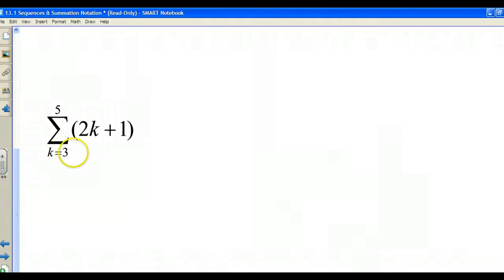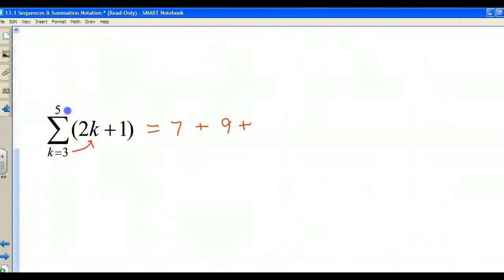So this one starts counting at 3. So I'm going to plug in that first term. 2 times 3 is 6. 6 plus 1 is 7. Plus the next term I plug in, which is the next integer between 3 and 5. So 4. So 4 times 2 is 8, plus 1 is 9.